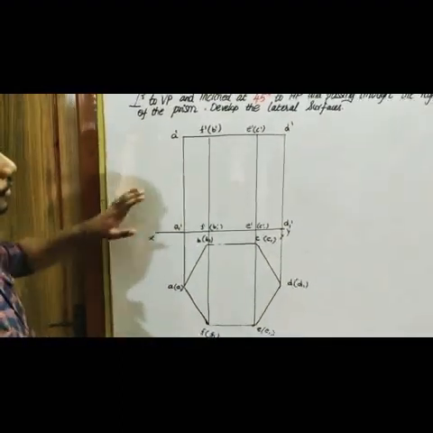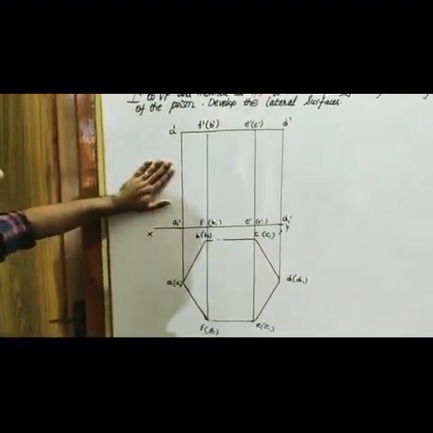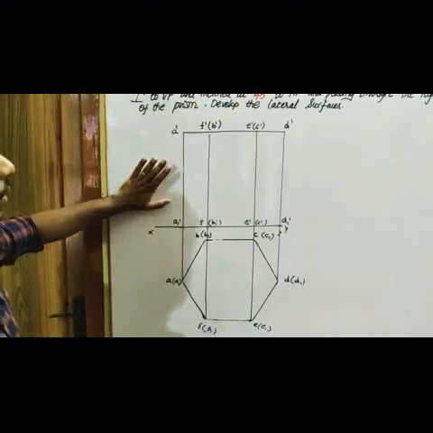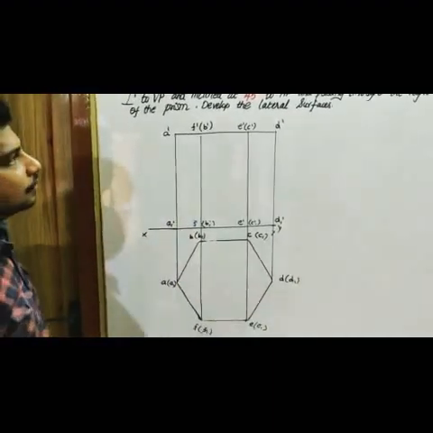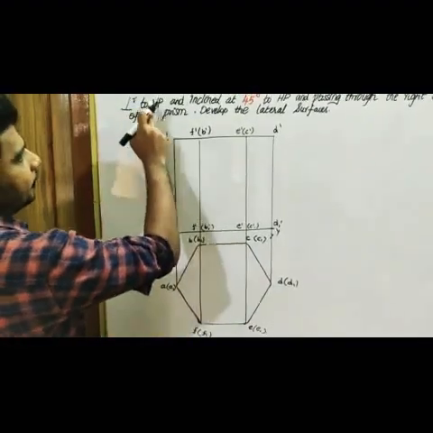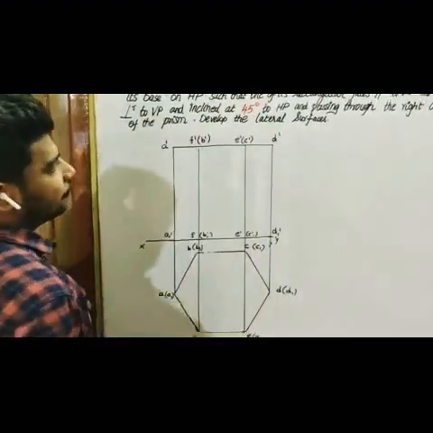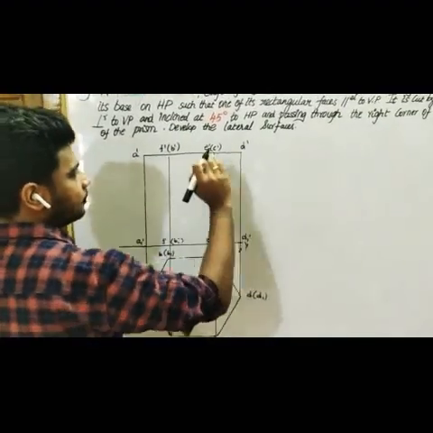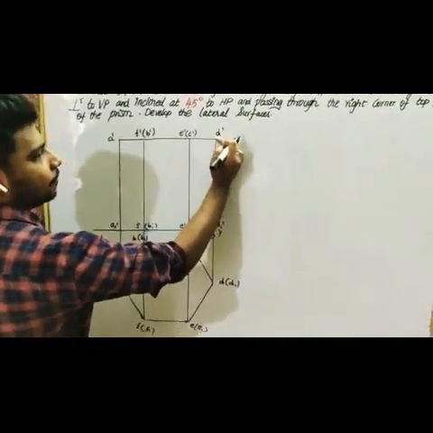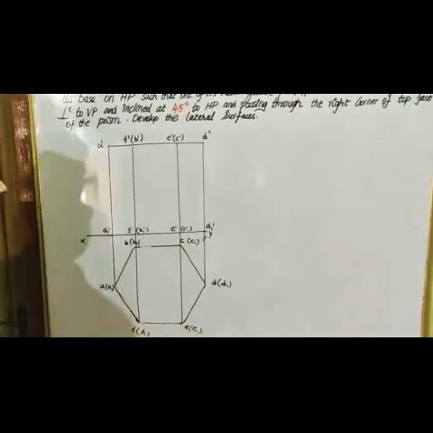So now, this is your simple question for the object. So what I'm going to do now, I'm going to draw the cut plane for the given constraint. So what are the two constraints? One is perpendicular to VP and inclined 45 degree to HP. That is your first constraint. The second constraint is the cut plane is passing through right top corner of your prism, right?